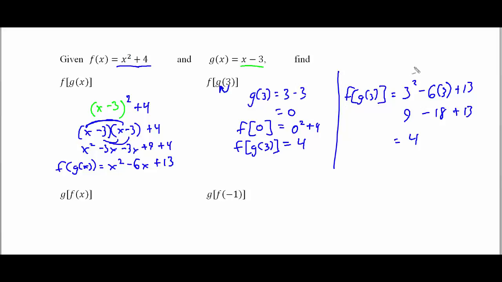And the risk of doing it just this way is that if you messed up the x squared minus 6x plus 13, you'll have no idea if you did it right. So there is some risk in this.